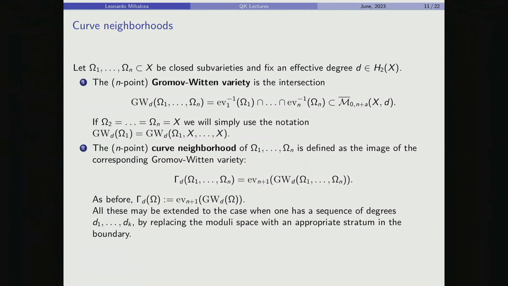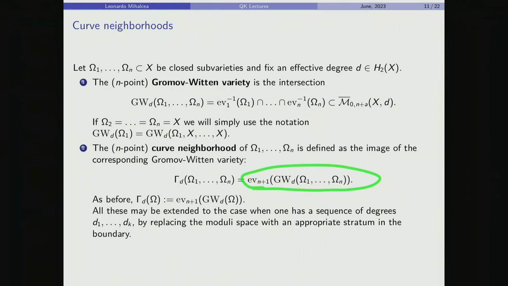So you start with some closed subvarieties of your G/P. And you use the evaluation map to pull them back inside the moduli space. So this will correspond to curves with the property that the first marked point is sent to omega 1, the second marked point is sent to omega 2, and so on. So this corresponds to curves which satisfy some incidence conditions corresponding to these varieties that I'm choosing. These are called the Gromov-Witten varieties because they live in the moduli space. Now what I'm going to do is take one of these Gromov-Witten varieties and use one of the evaluation maps to push it forward back into the G/P, into the flag manifold. So that's going to be called the curved neighborhood. So the endpoint curved neighborhood corresponding to these varieties omega 1, ..., omega n is defined as the image under the (n+1)st evaluation map of the corresponding Gromov-Witten variety.